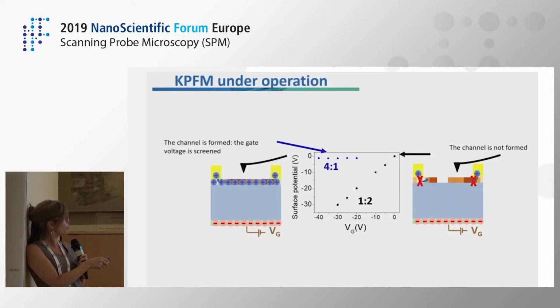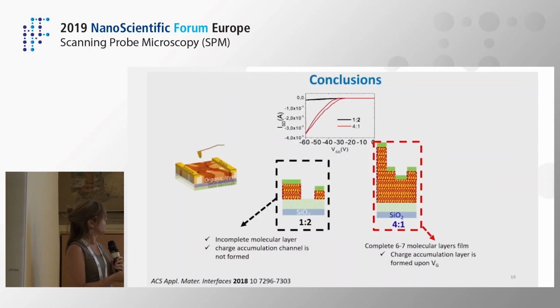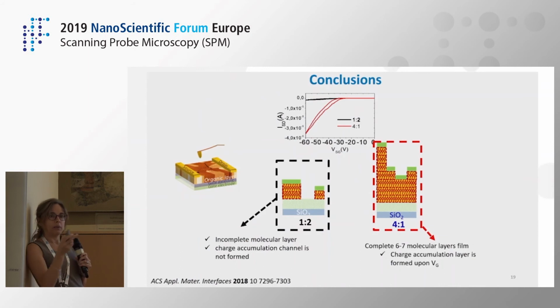Whereas for the ratio of 4 to 1, the surface potential is not changing with the gate voltage because the charges are rapidly injected from the electrodes, forming the accumulation channel, and this screens the gate voltage. So the summary of this part is how the combination of frictional force microscopy and Kelvin-probe force microscopy is giving us nanoscale information about the structure and the functionality, which explains the performance of the macroscopic devices.